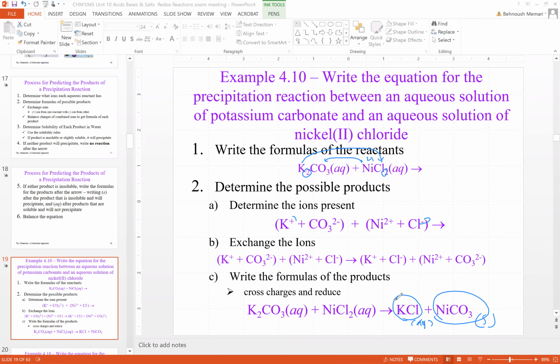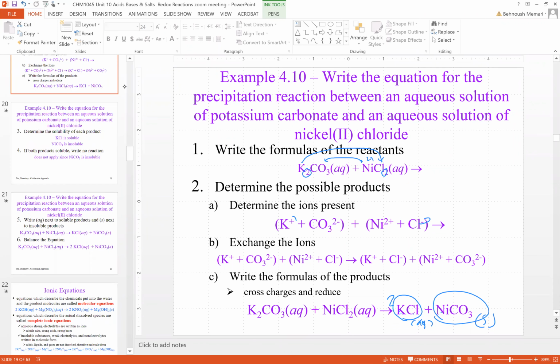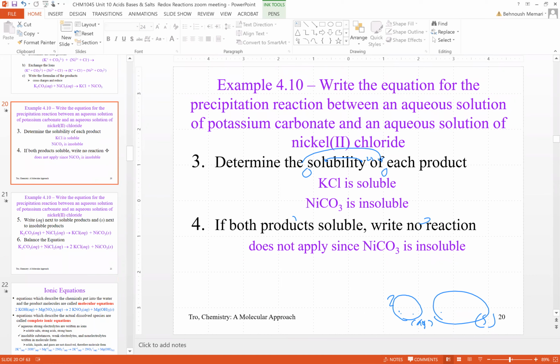Now, the next step would be to balance this equation. We have 2 potassium, so we have to use 2 for KCl, and that would give you 2 potassium and 2 chloride. We do have 2 chloride here and 1 nickel, 1 carbonate. So by adding coefficient 2 for KCl, you balance the equation as well. So this is a precipitation reaction. It's balanced, and the evidence of the reaction is formation of nickel carbonate.